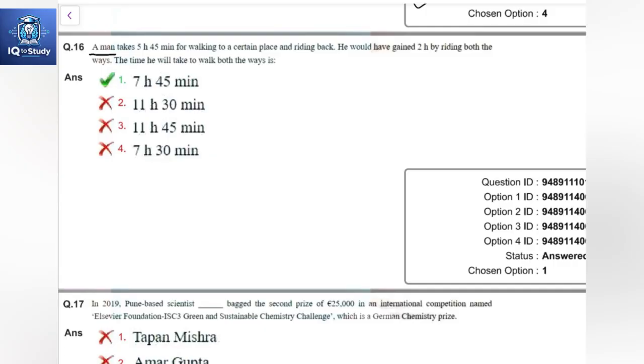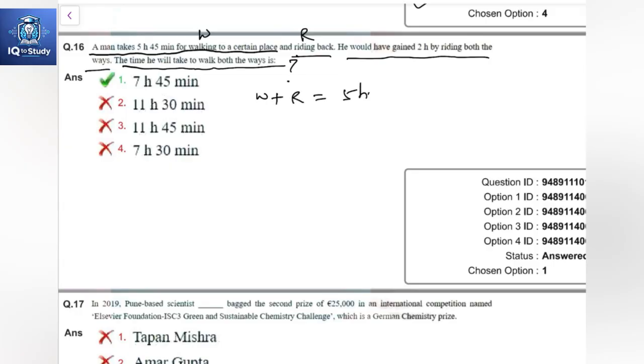A man takes 5 hours 45 minutes for walking to a certain place and riding back. He would have gained 2 hours by riding both the ways. The time he will take to walk both ways is. Let walk be W, riding be R. Given walk plus ride is 5 hours 45 minutes. It can be written as 5.75 hours.